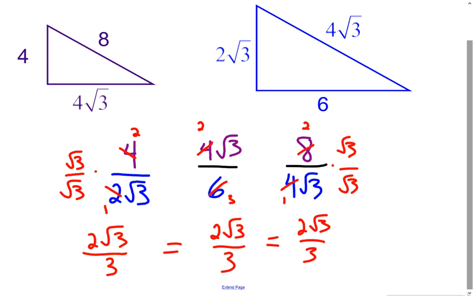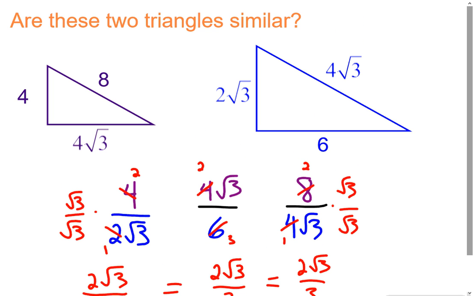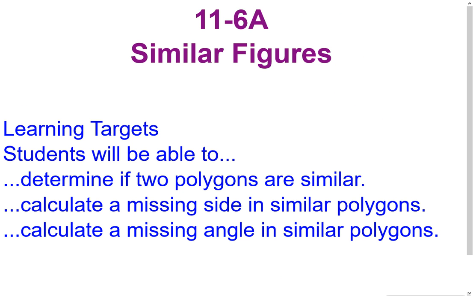So are these triangles similar? The answer is yes, because all three sets of sides are proportional. All right. Yes, and we could put the big similarity symbol between them just to remind us. And that is going to conclude our lesson on similar figures.